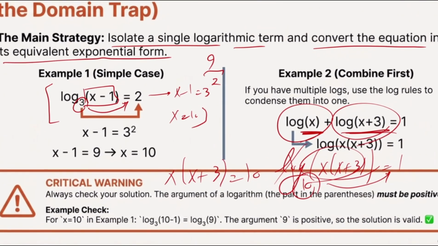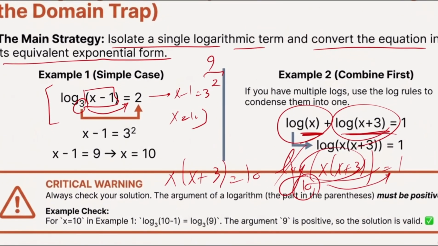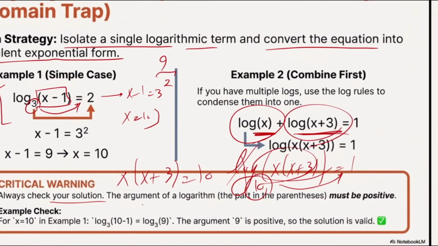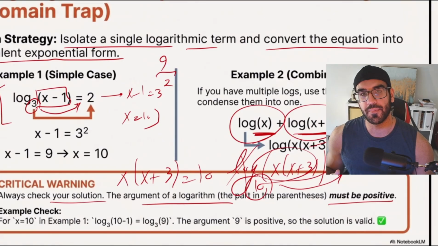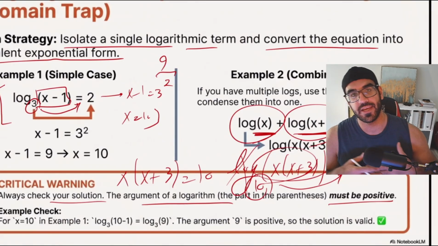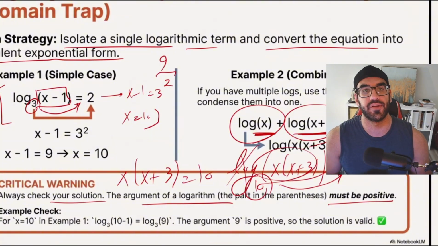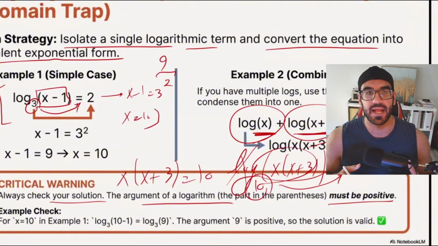The critical warning is that you always have to check your solution, because the argument of a logarithm should be positive. What does that mean? As you remember from the previous slide, whenever I have the log of a number with some base equal to something else, I can convert it back to the exponential function. And the answer of an exponential function is always positive. It doesn't matter whether the base is between 0 and 1 or bigger than 1, the answer is always positive.